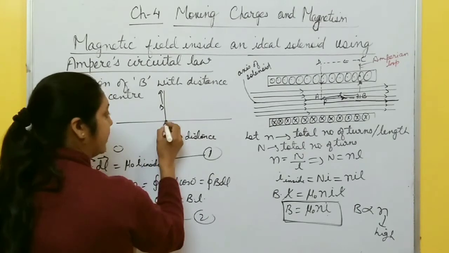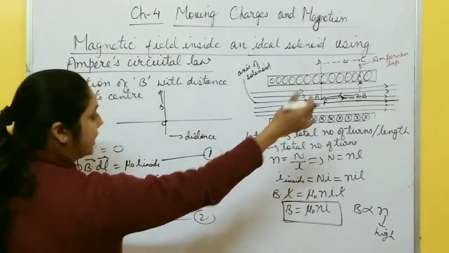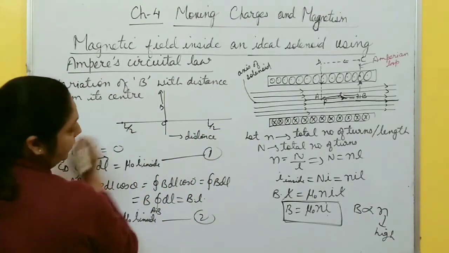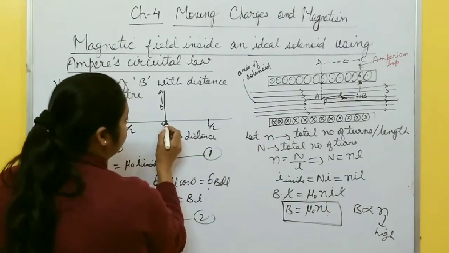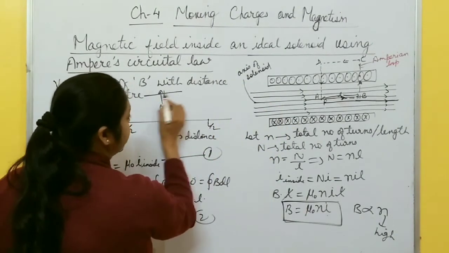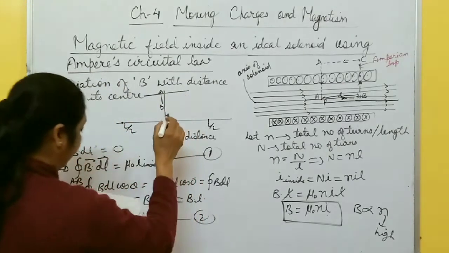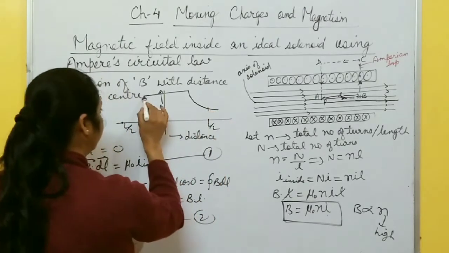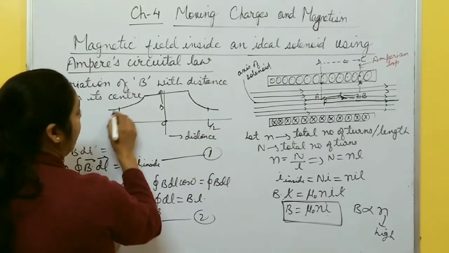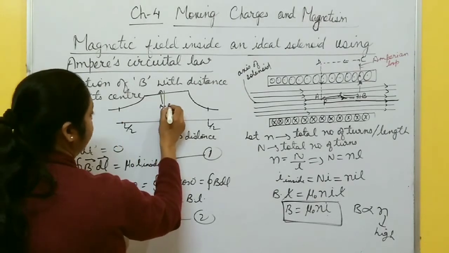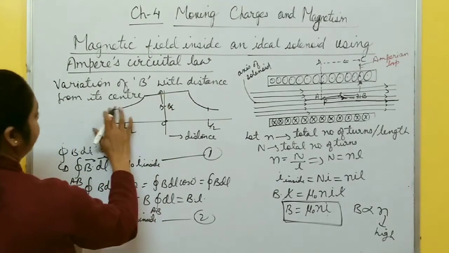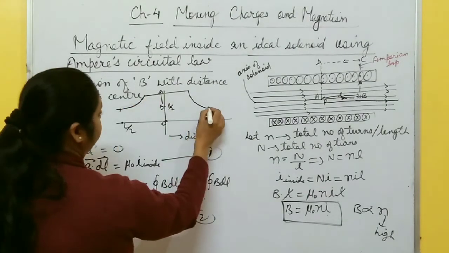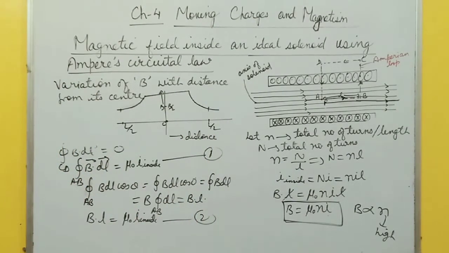Suppose this is the center of the solenoid. The total length of the solenoid is suppose capital L, so this side L by 2 and this side also L by 2. You know, at the center of the solenoid the magnetic field is uniform and constant. It is the maximum magnetic field, and outside that the magnetic field decreases. At the end of the solenoid the magnetic field becomes half, here B by 2, and then you draw the magnetic field like this. At this end the magnetic field decreases. So hope you understood.